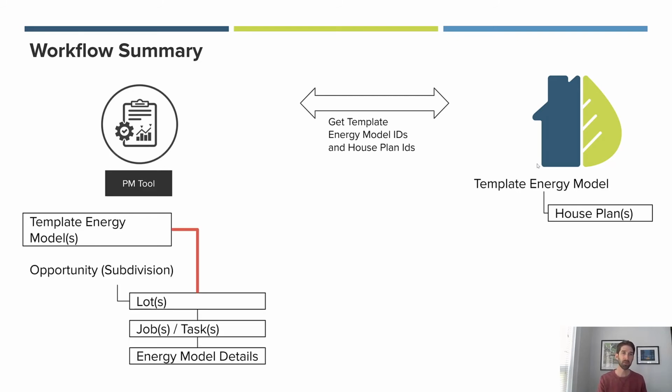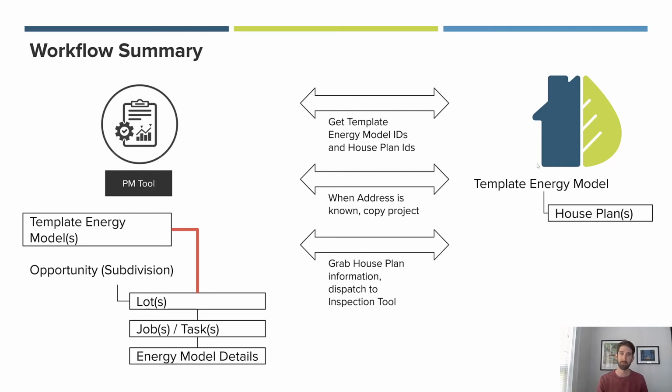That way in your project management tool, you can keep track of individual lots that you're doing inspections on, each job and task for each lot, as well as the energy model details for that specific lot. Then when an address is known for a specific lot and for a specific energy model, you can copy the project and make a lot or address specific energy model in Ekotrope rather than the generic template.